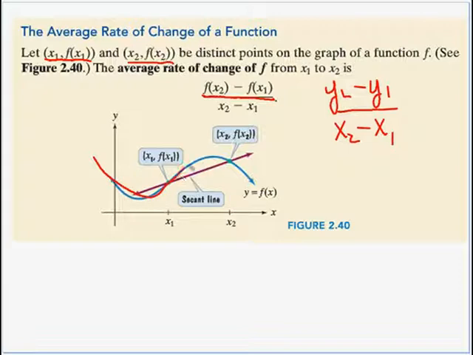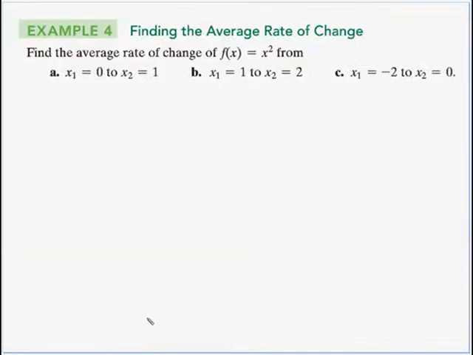Here we have a curvy curve, and we can find 2 points on it and find the secant line and get its slope, and that's our average rate of change. Let's try that here. And you're going to do something very similar in the homework. Find the average rate of change of f of x equals x squared. That's a parabola. We're going to find the average rate of change from 0 to 1, and then again from 1 to 2, and then find the average from -2 to 0.